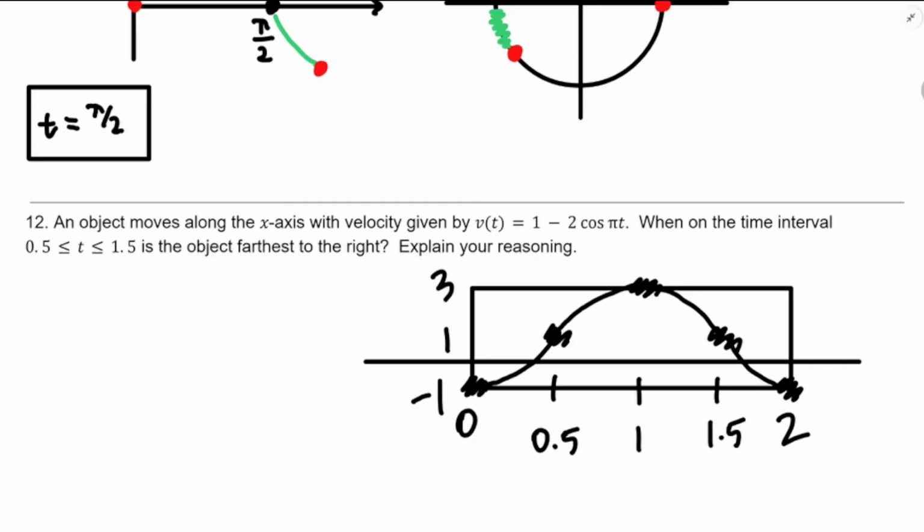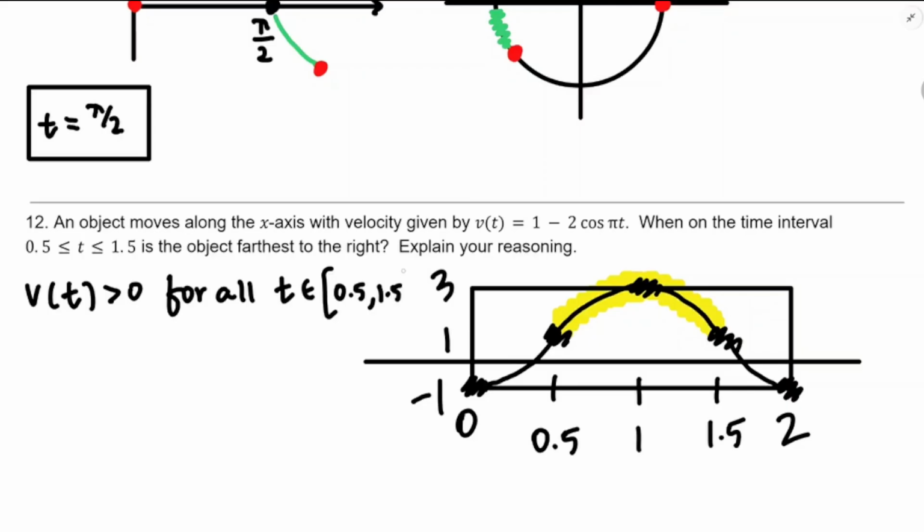So, what we're supposed to see here is that on the interval 0.5 to 1.5, velocity is strictly positive, for the whole time, for all t in the interval 0.5 to 1.5. Okay, therefore, farthest right is at the end of the time interval, right? Because it always had positive velocity, it was always moving to the right, at t equals 1.5.